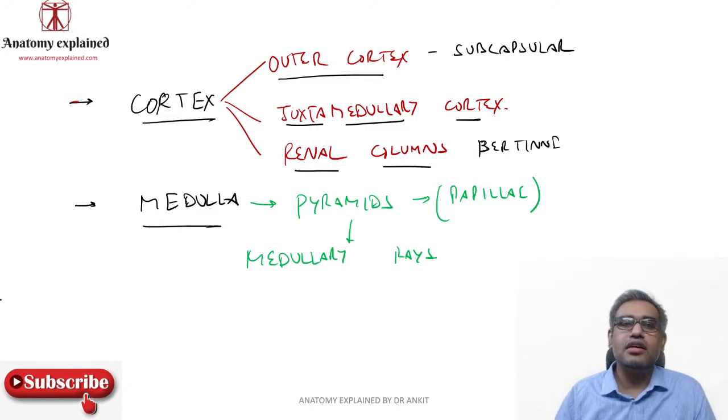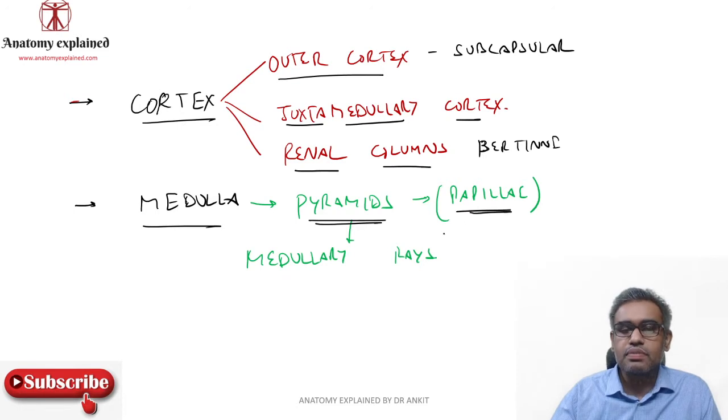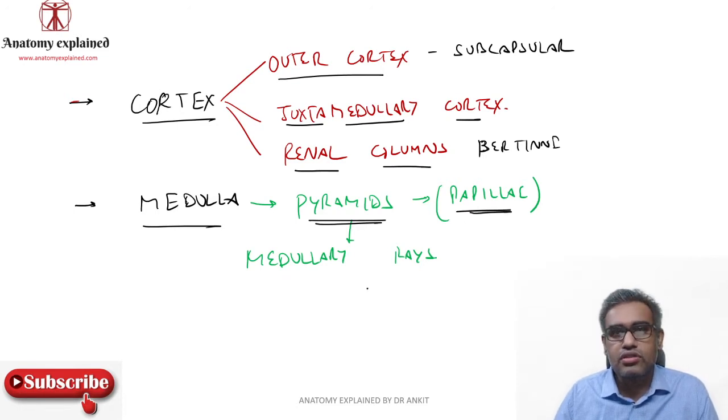Now the second part is the medulla. The medulla lies inner to the cortex. It is made up of conical pyramids, the apex of which are known as papillae. We'll look at this in the figure also. As the cortex has renal columns going between the pyramids, in the same way the medulla has structures known as medullary rays that go towards the outer cortex.